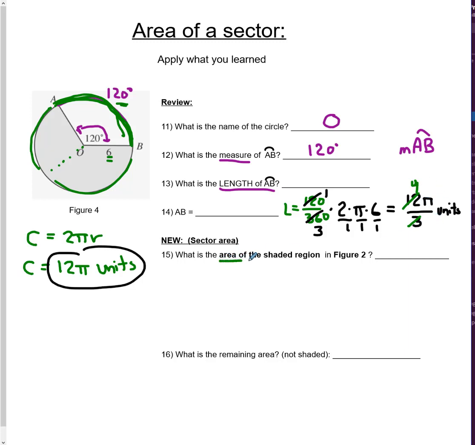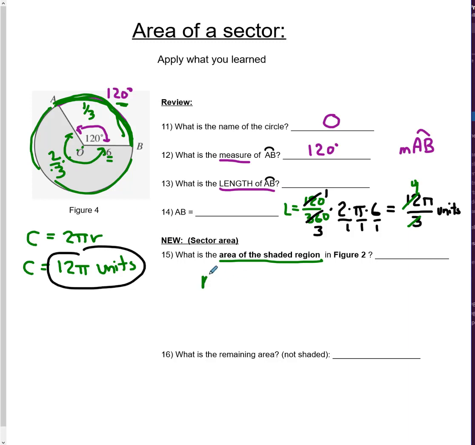What is the area of the shaded region? Okay, the area of the shaded region. That is not this, right? That is not this. That is this. So it's not a third of a circle like we did before. It's what? What fraction of a circle is this shaded region? Well, if this is a third of a circle, what would this be? 2/3 of a circle. Very good. 2/3 of a circle, okay?